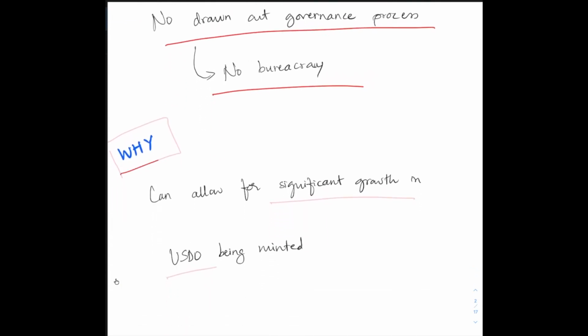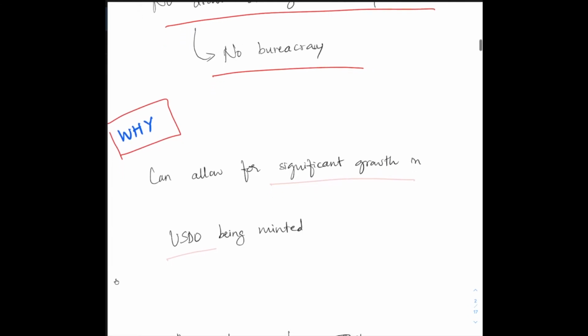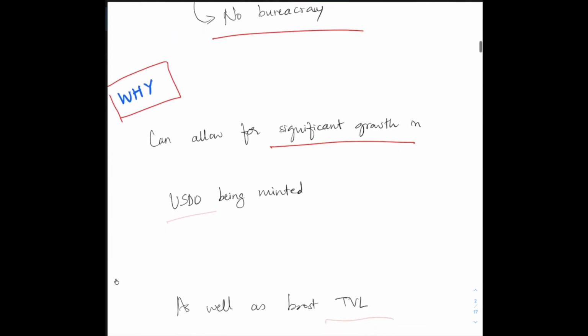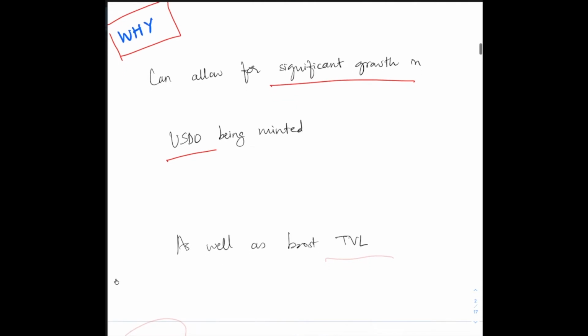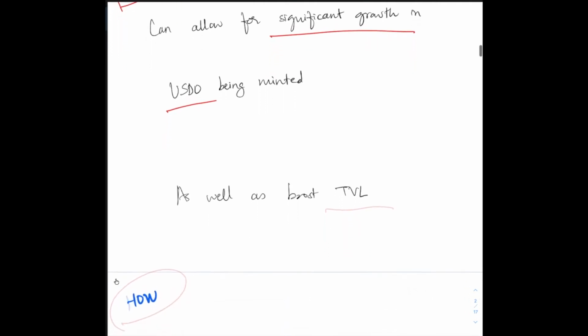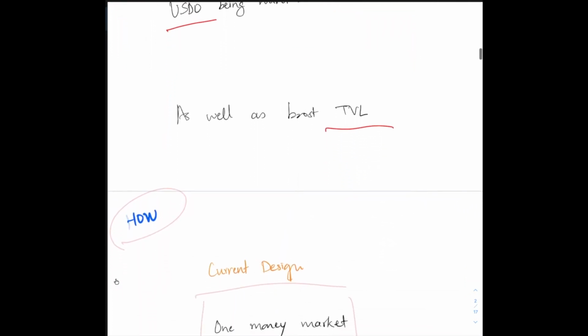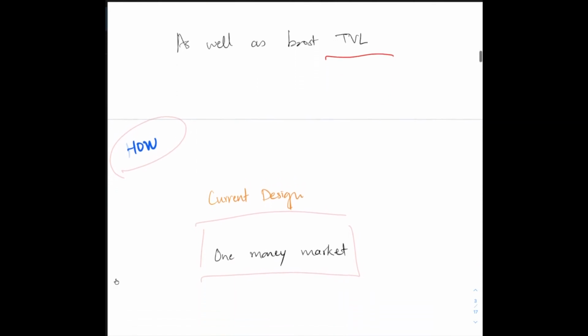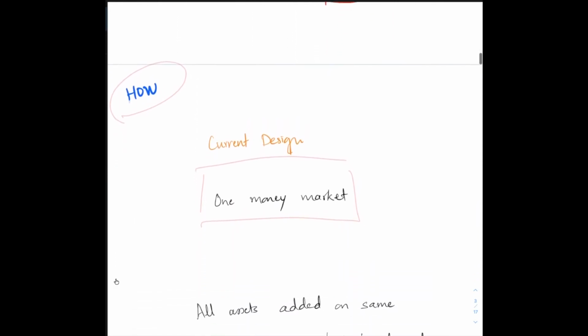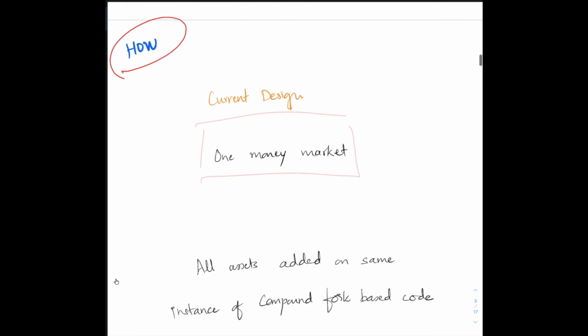And why do we want to do it in this fashion? Because it will lead to a significant growth in the amount of USDO that is minted, and it will obviously boost TVL as well as adoption of USDO itself. Now, let's talk about how we are going to achieve this.